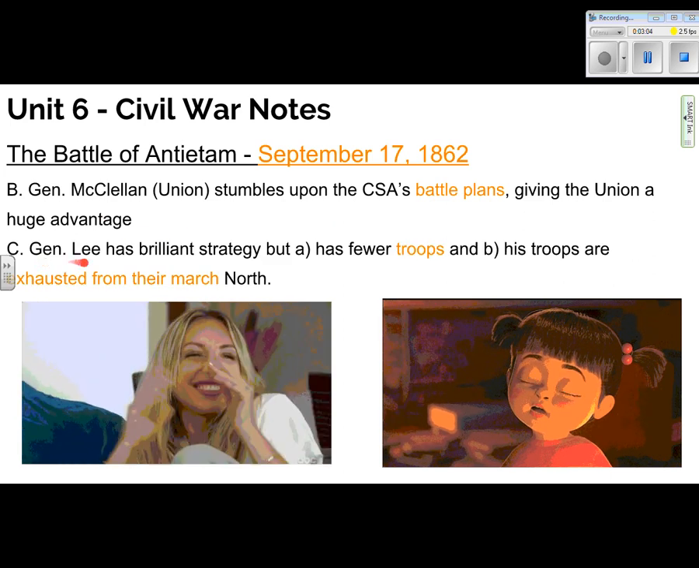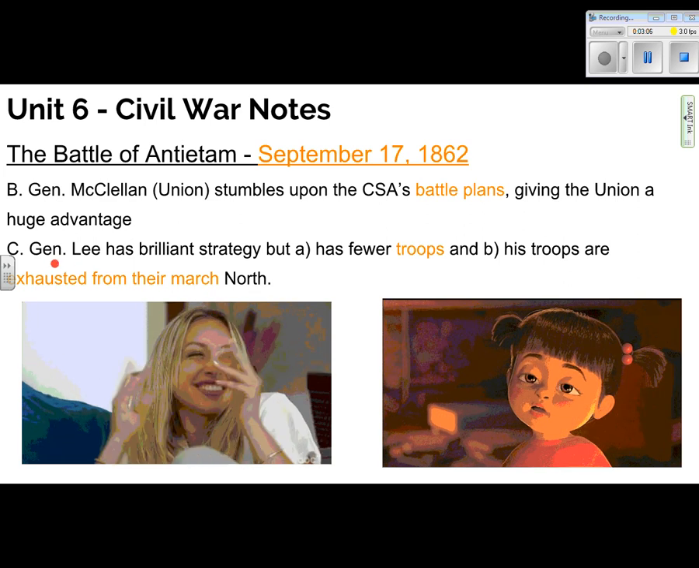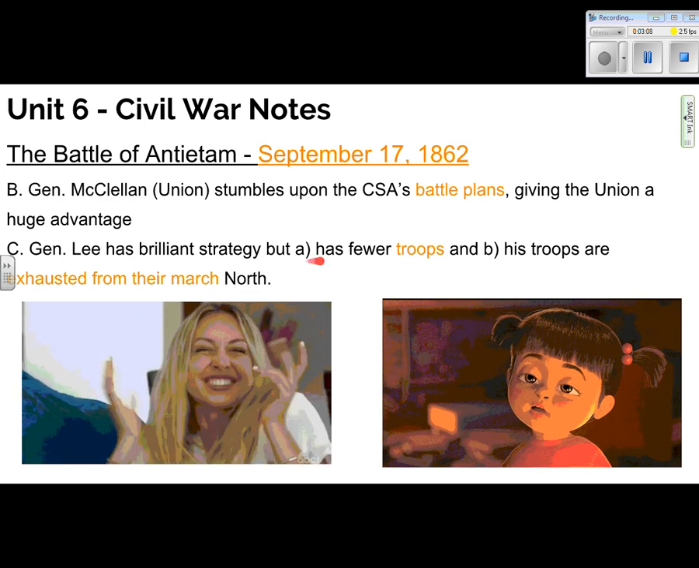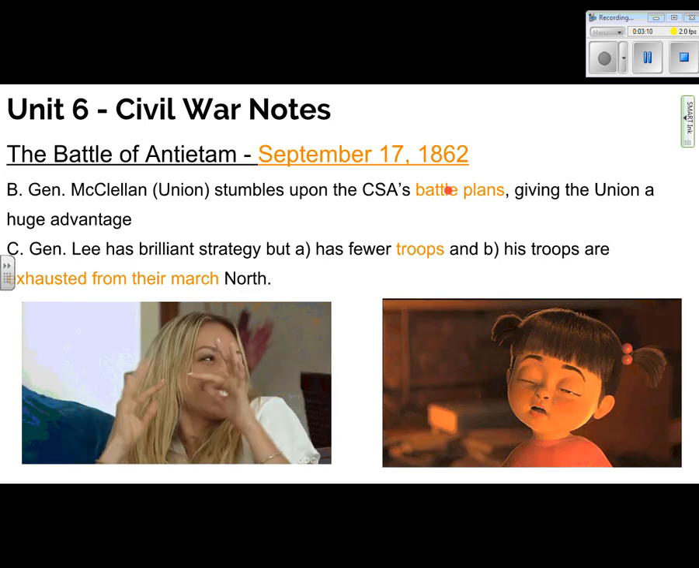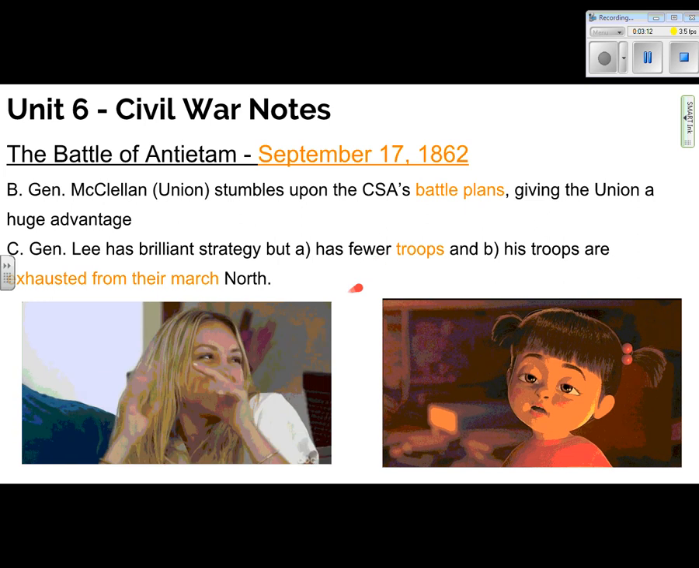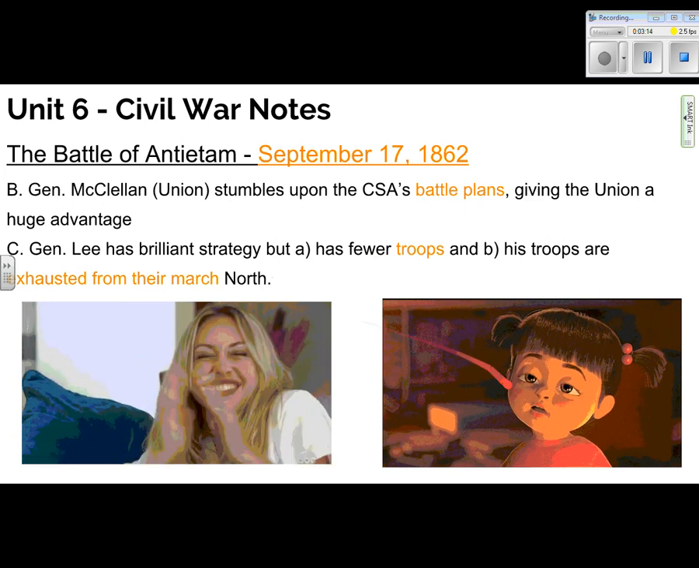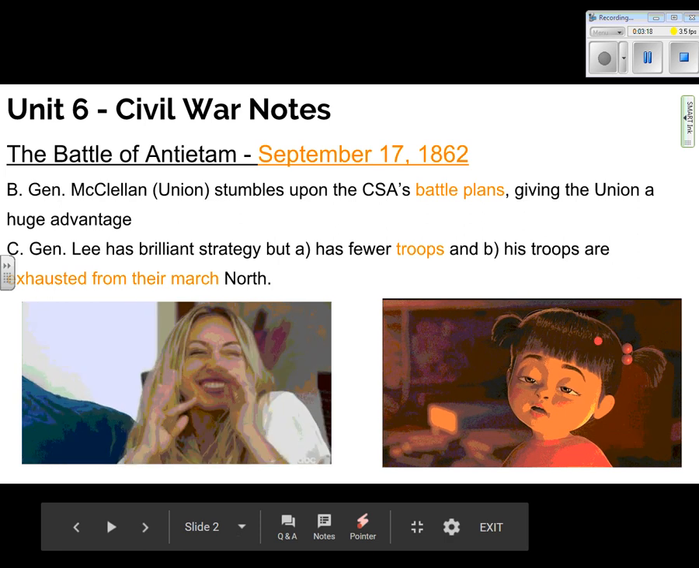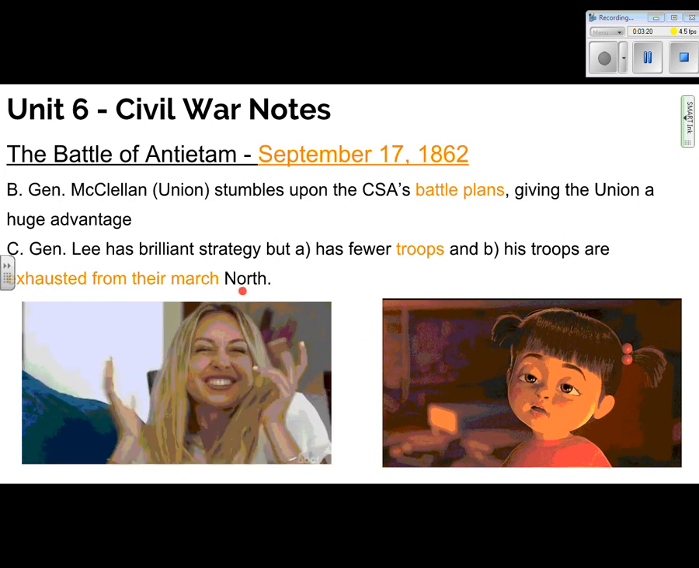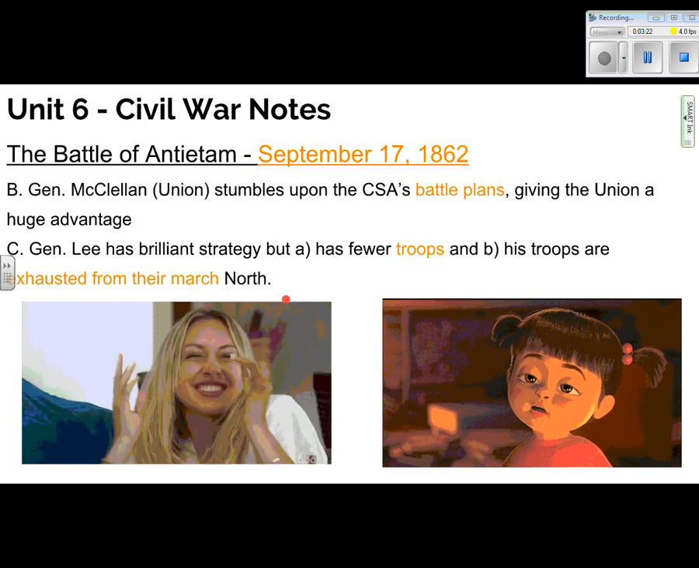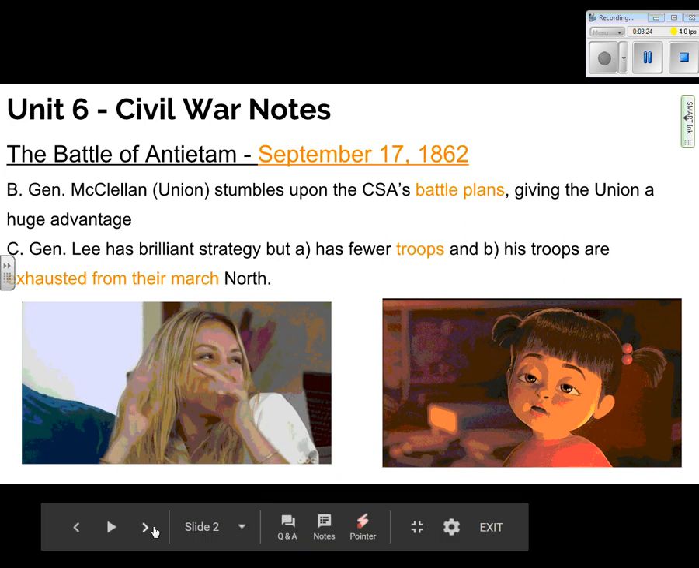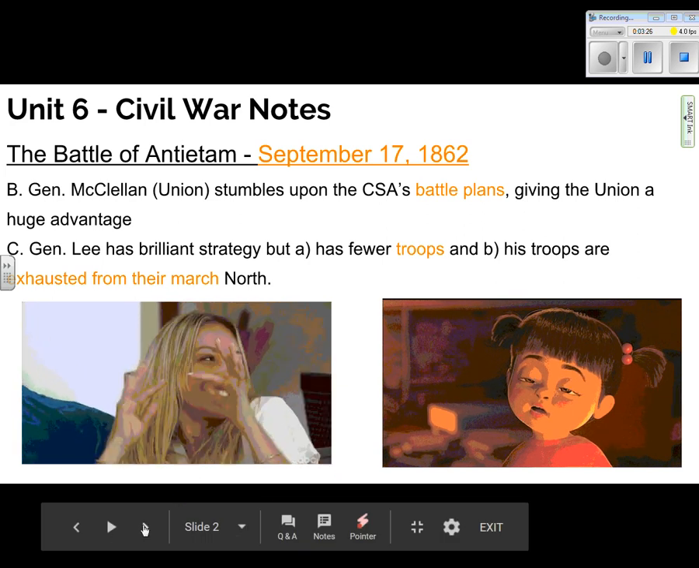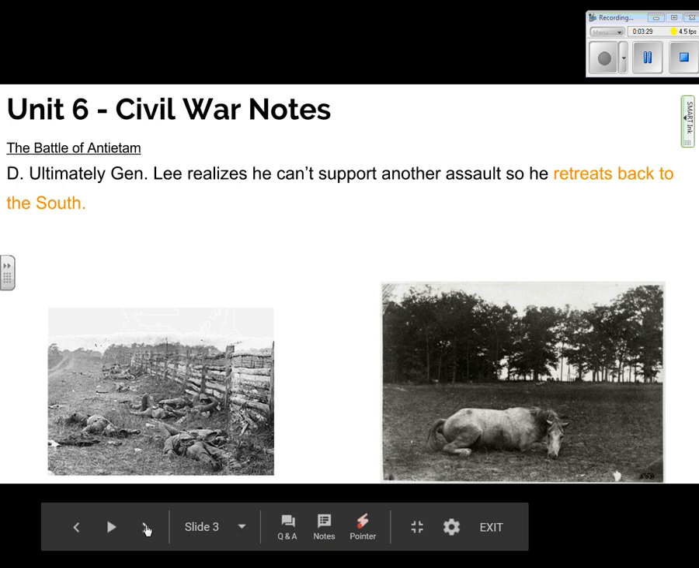Now, for the Confederacy, for the South, General Lee, brilliant guy, has a good strategy, but number one, the other side has his plans. Number two, he doesn't have as many troops. And number three, the dudes are tired, and the ladies. Everybody that's marching is tired because they had been marching for a long time. There's no railroad they can jump on. There's no helicopter. There's no Humvee. So they're pretty tired. So we get into the battle itself.